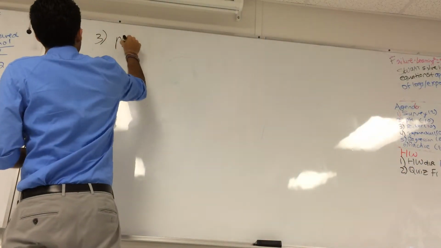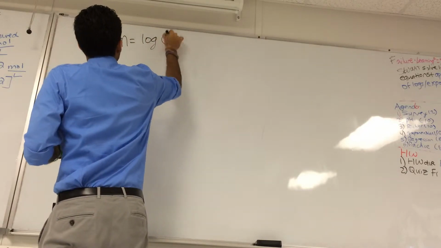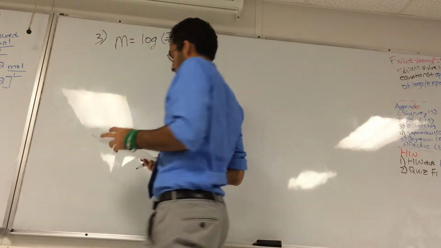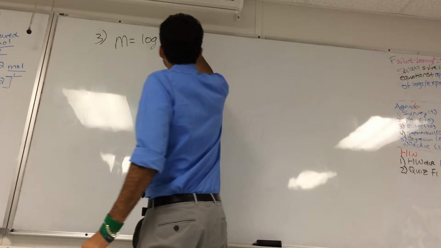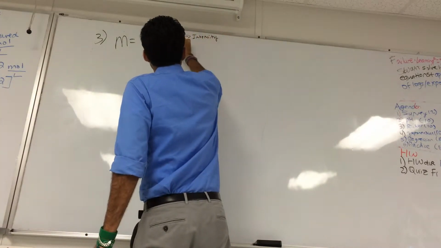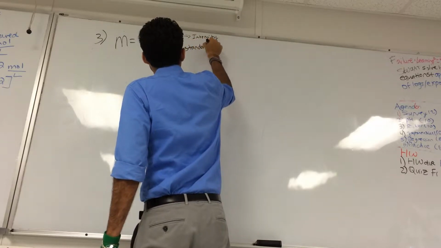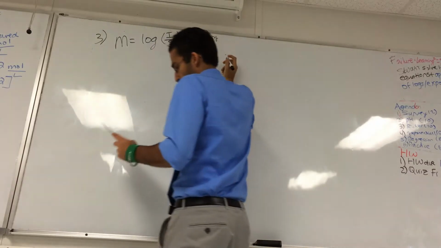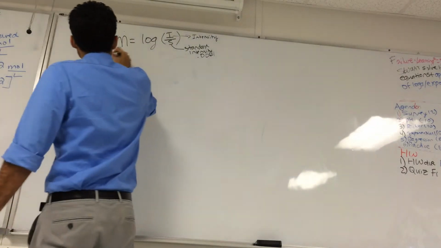He said M, the magnitude, equals log base 10 of I over S, where I is the intensity, S is the standard intensity, as it says in the problem, 0.0001, and M is the magnitude.